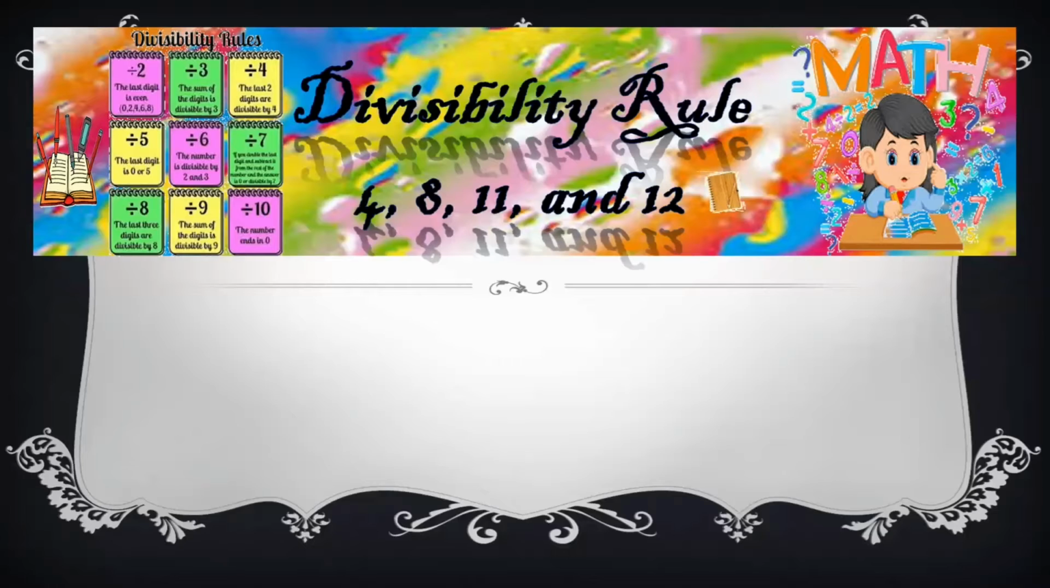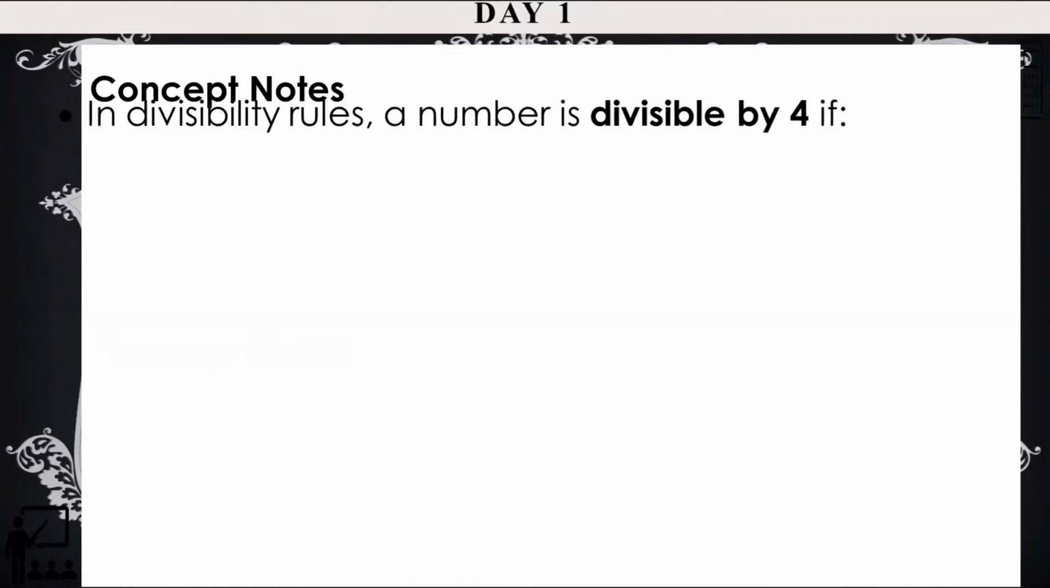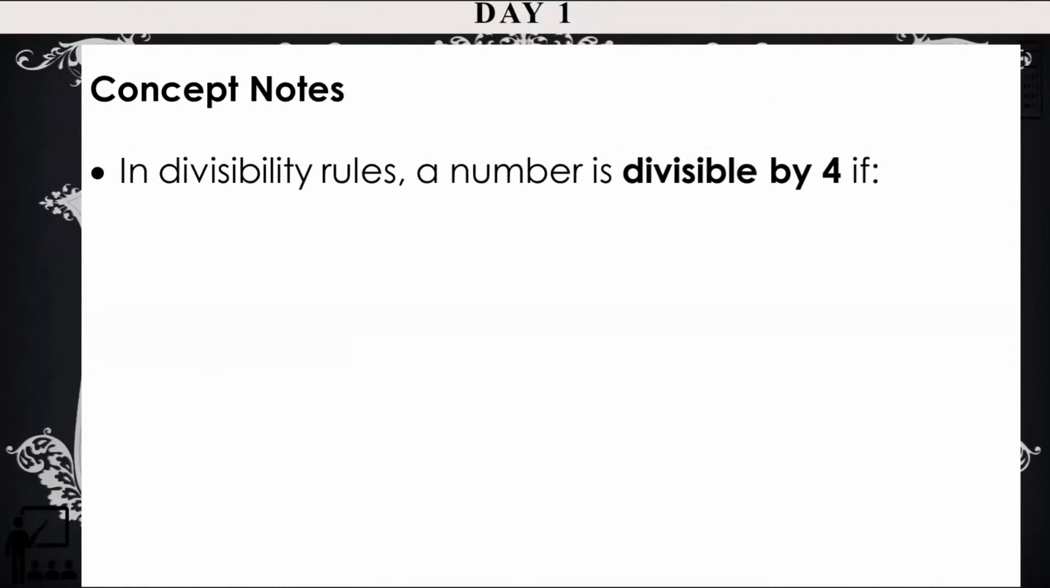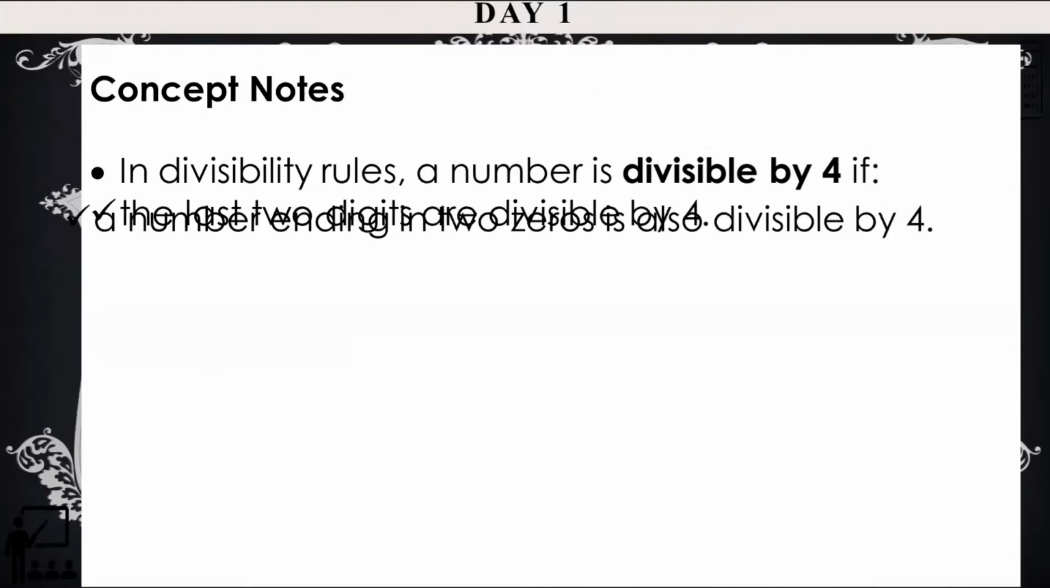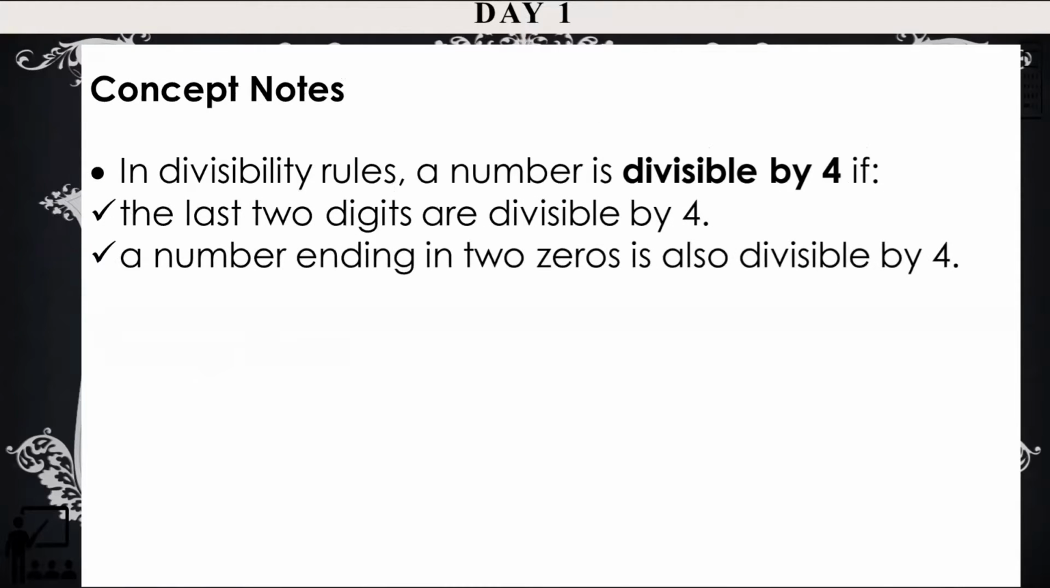So for today's video, we are going to learn about the divisibility rules of 4, 8, 11, and 12. So let's proceed with the divisibility rule of 4. When we say divisibility rule of 4, we have these rules. First, if the last two digits are divisible by 4, then the number is divisible by 4. Another one is if a number ends in 2 zeros, it is also divisible by 4.